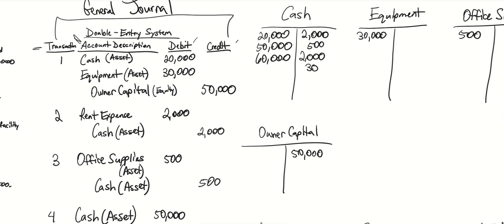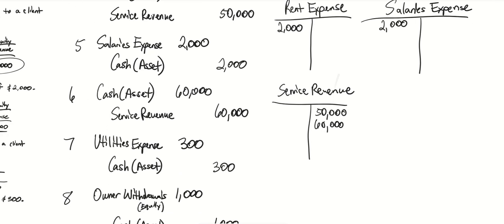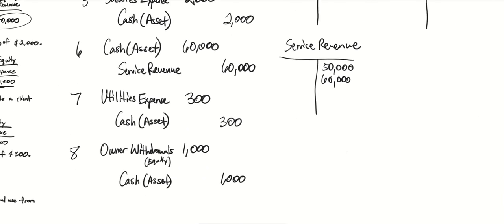Okay, cash got $300. So notice there's a lot of activity going on in cash, and that's because from the beginning, I wanted to keep it simple and just use all transactions that affect cash, because it's easy to understand how this works. Okay, that was transaction 7.